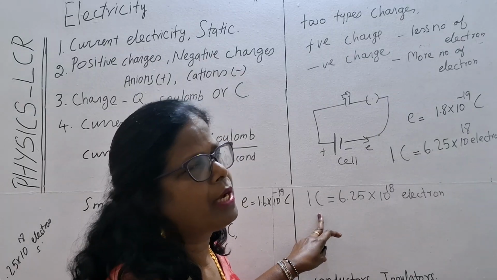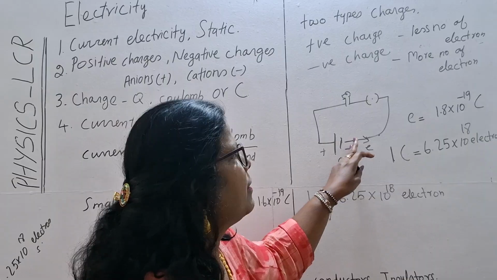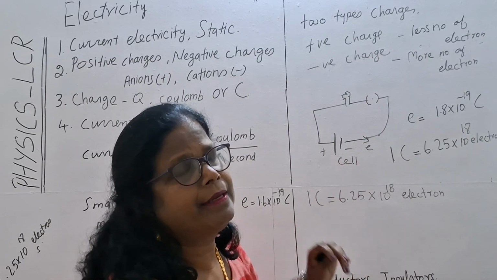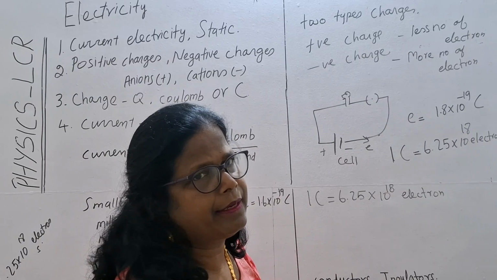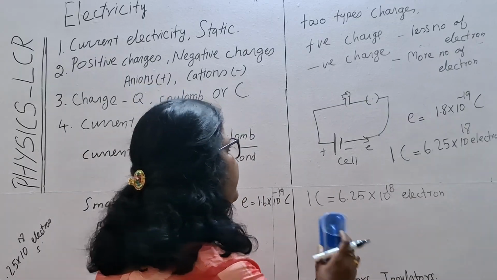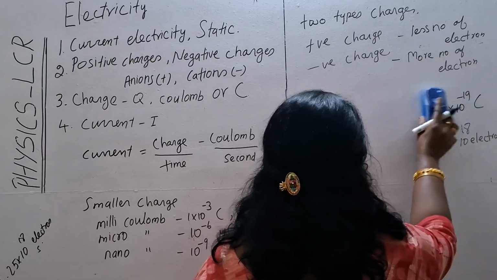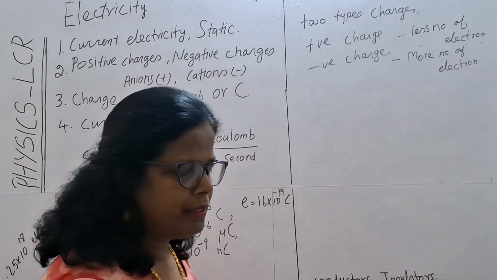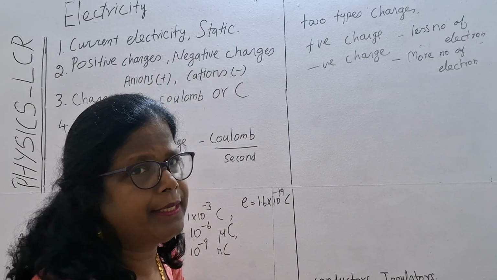Suppose this metal carries 1 coulomb of charge. How many electrons are there? 6.25 times 10 power 18 electrons are there. Electrons flow from one terminal to another terminal.